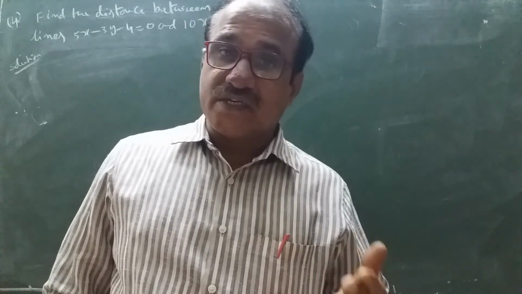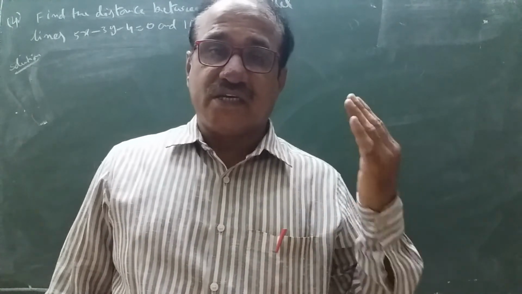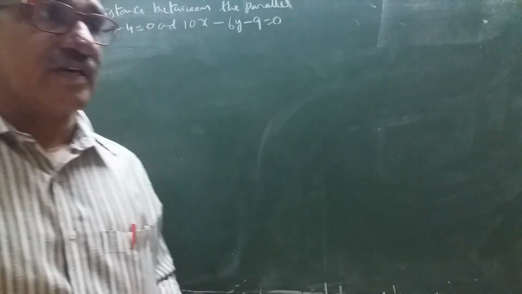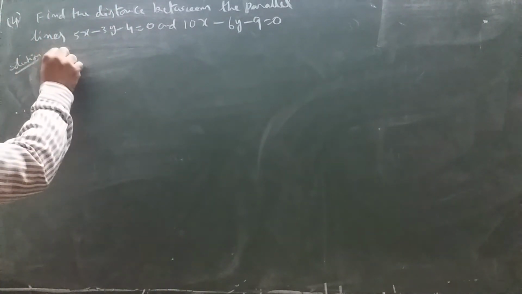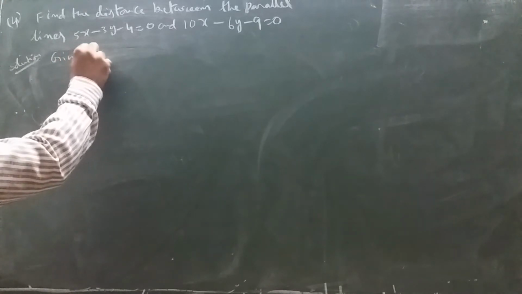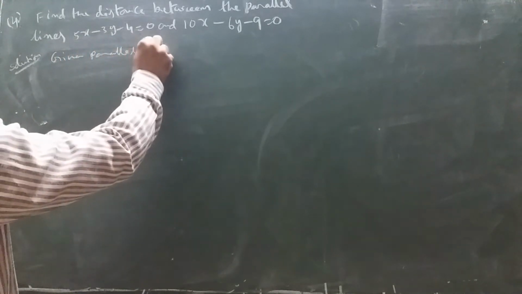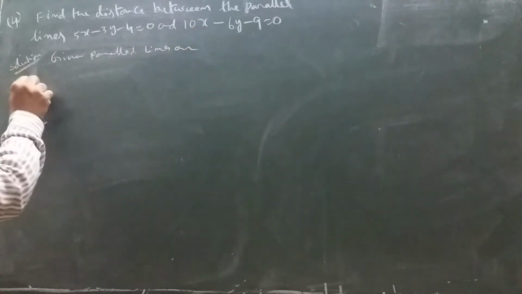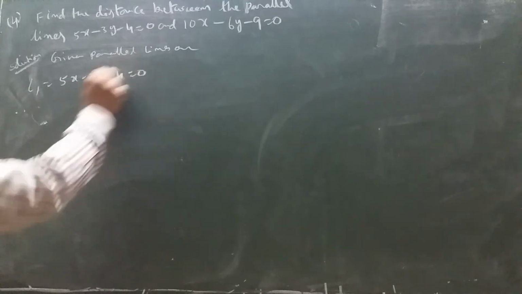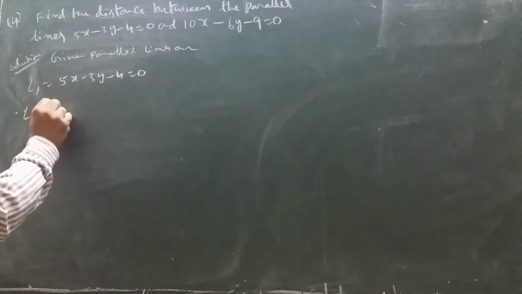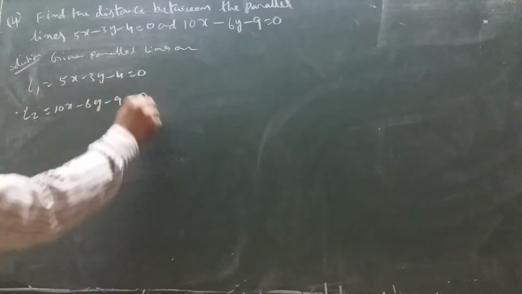That means we have to equate the coefficient of x and coefficient of y in both equations first. Then only we can use it. Here, by observing the given parallel lines: L1 is 5x minus 3y minus 4 is equal to 0 and L2 is 10x minus 6y minus 9 is equal to 0.